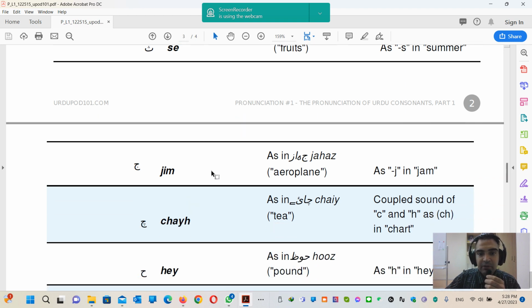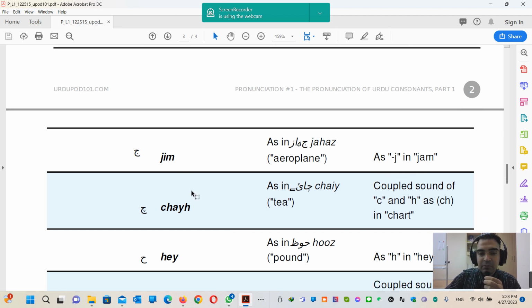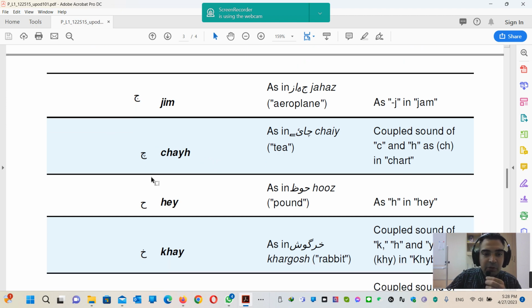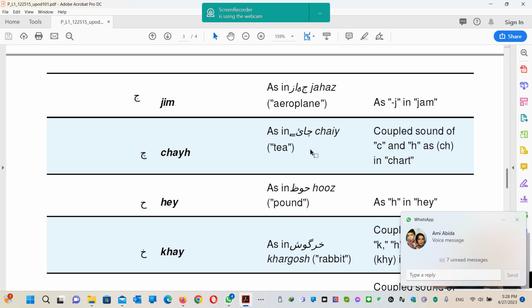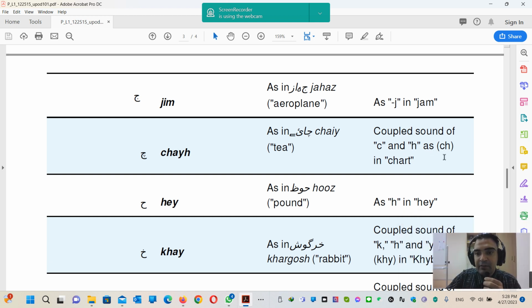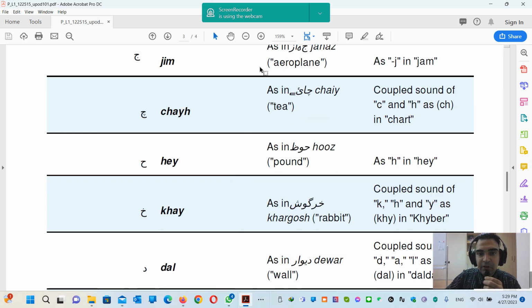And then we have the next letter, which is Jeem, as in the word used in Urdu, jahaz, which is an aeroplane, just like the J in jam in English. Then the next one we have is Che, as in chai, which means tea in Urdu, and the coupled sound of c and h as ch in chart. So this is a similar example that we can use to understand the pronunciation. The pronunciation for this alphabet is Che, and it can be used in Urdu for pronouncing words like chai. In the word chai, the initial sound is Che.